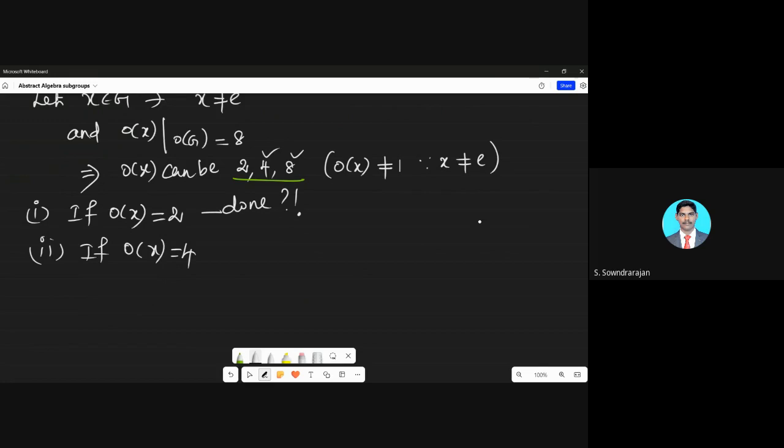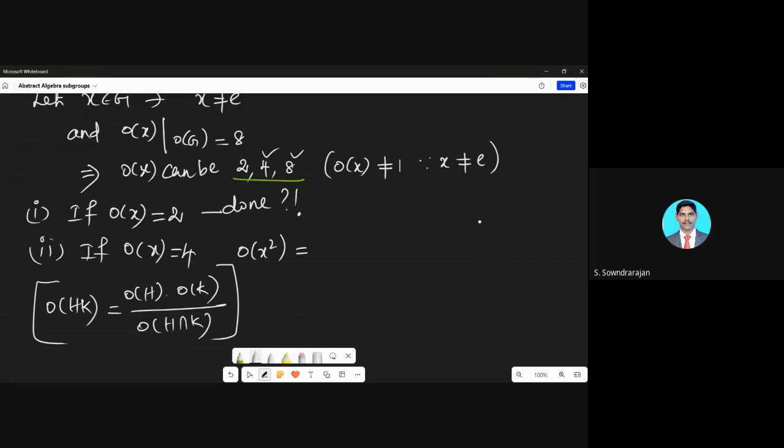Let's see. Then order of x squared. That means we are using order of HK equals order of H into order of K divided by order of H intersection K. We are using this formula. So order of H into order of x into order of x divided by order of x intersection x.